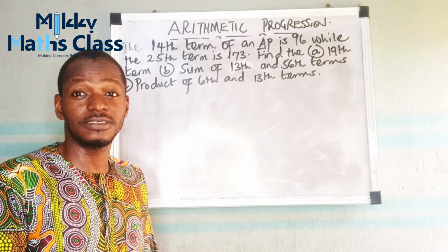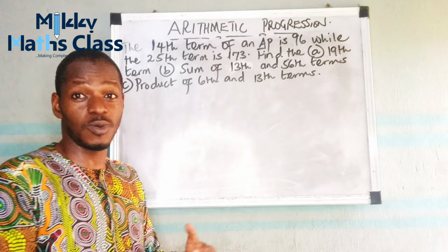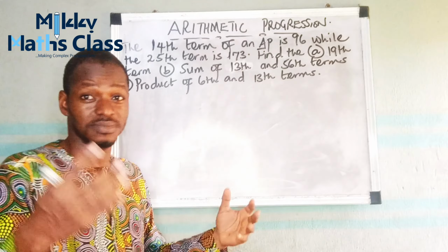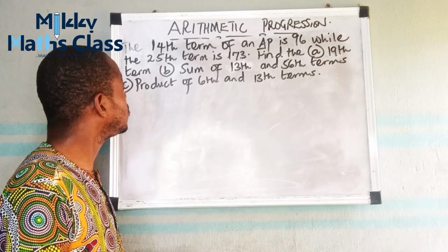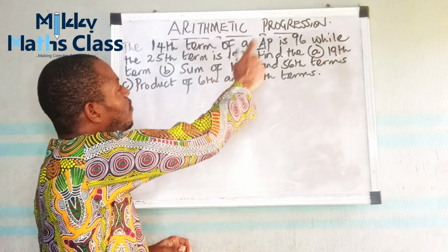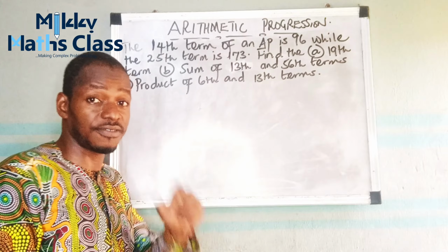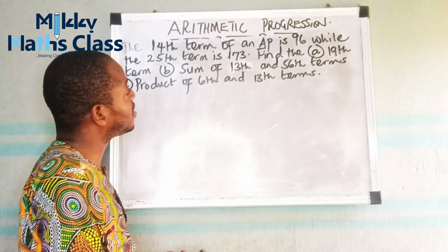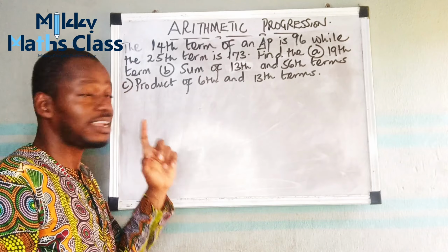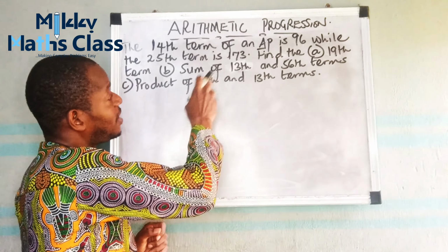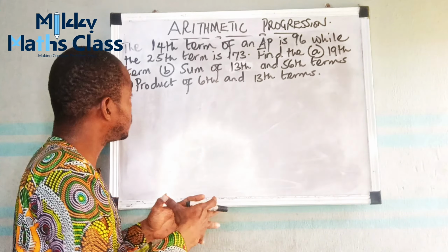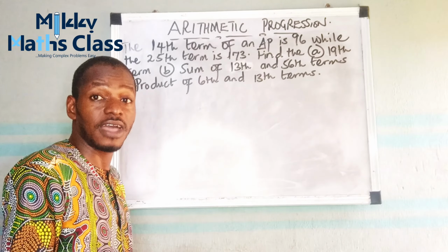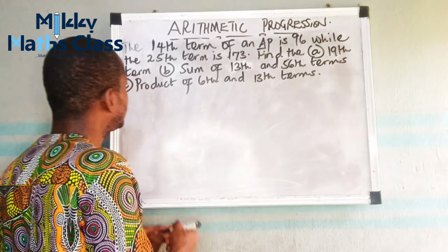All right, let's look at the second example, quite a lengthy one that even involves simultaneous equations and solving them. It says the 14th term of an AP is 96. That's the first statement, while the 25th term is 173. Find the 19th term, then find the sum of the 13th and 56th terms, then the product of the 6th and 13th terms. So let's dive into it.